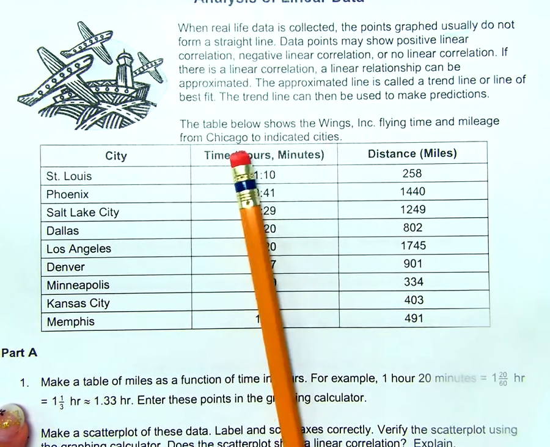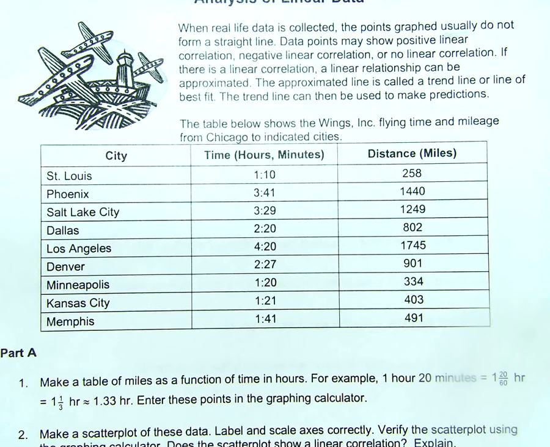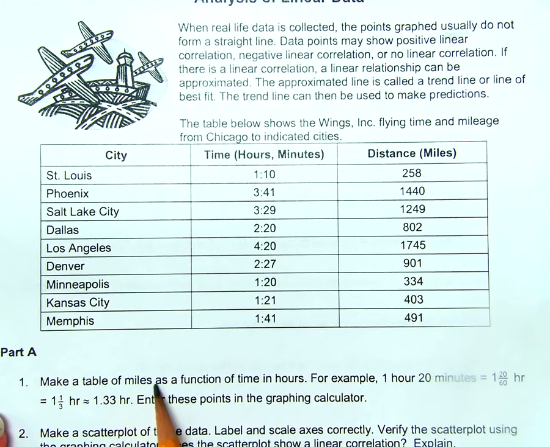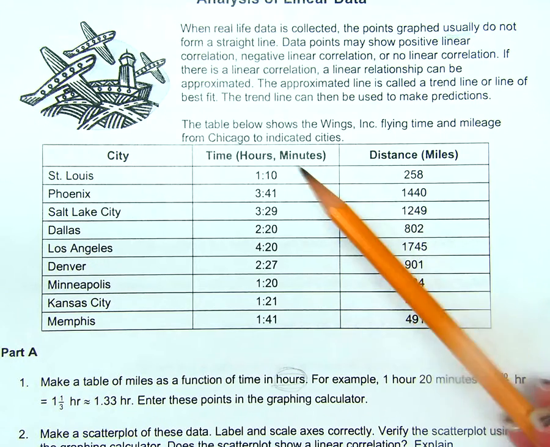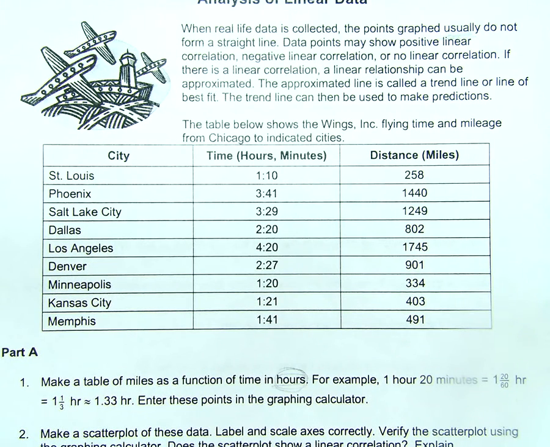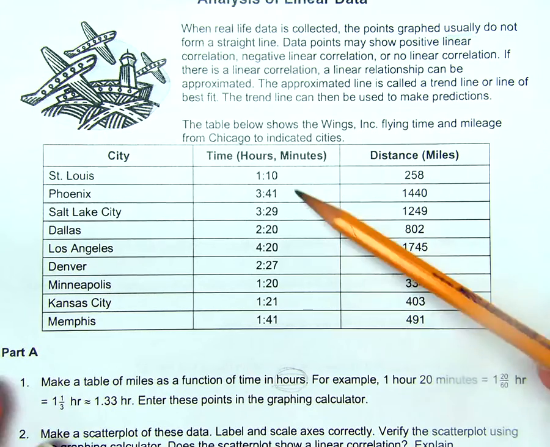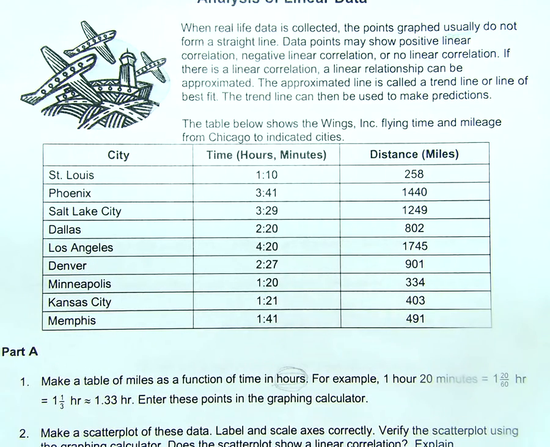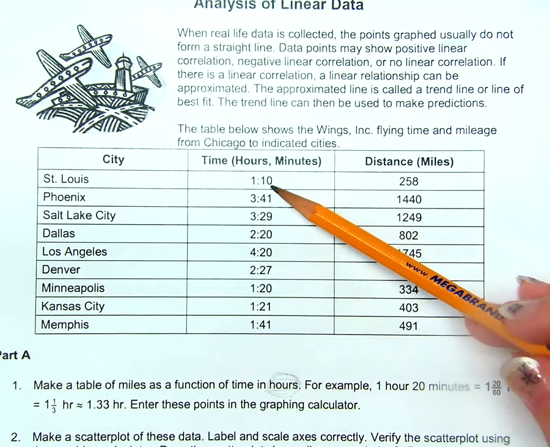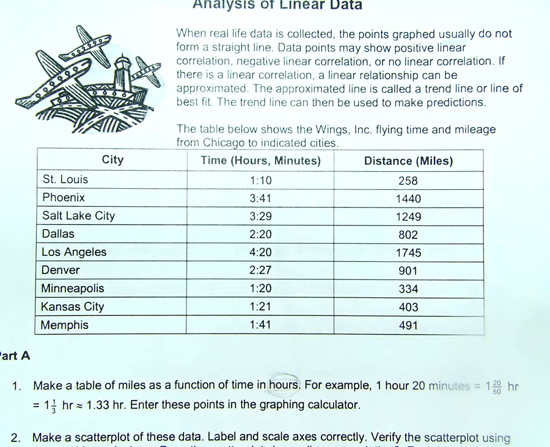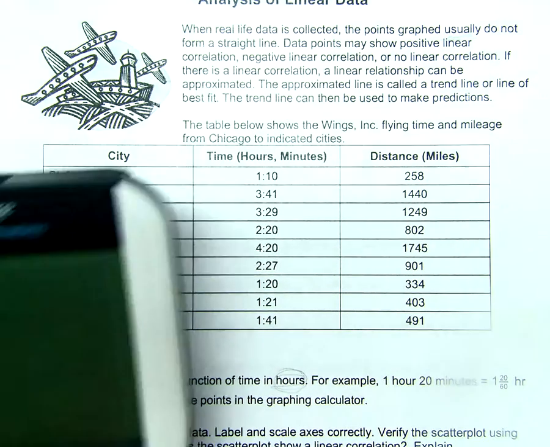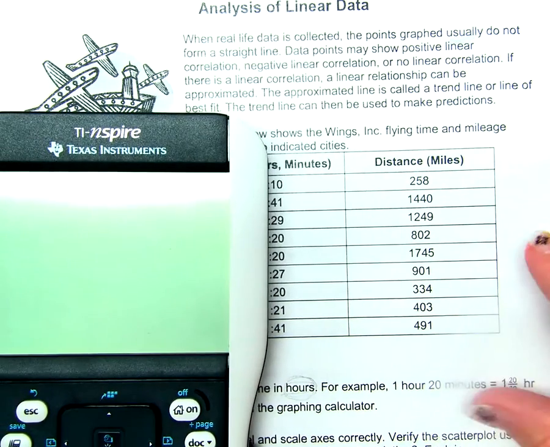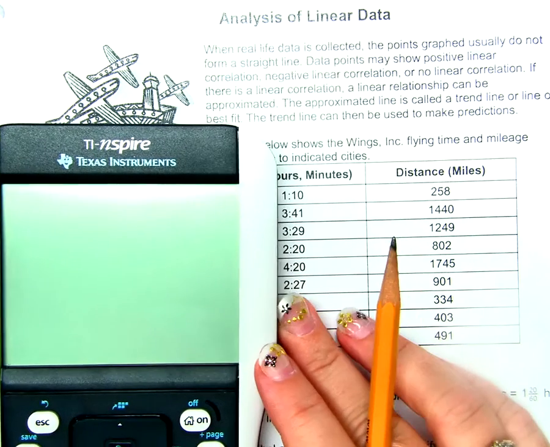Miles is the y value, time is the x value. But if you read that sentence a little closer, it says make a table of miles as a function of time in hours. Only hours, not hours and minutes like what's given to us. So the first thing we need to do is readjust these values in our x column. How much of an hour is 10 minutes? 1/6, but I need a decimal approximation of that. Let's pretend that you don't know it, so I can show you how to find it.